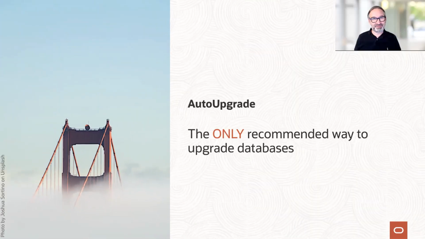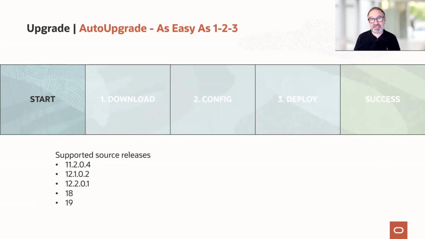Thank you, Roy. AutoUpgrade, the only recommended way to upgrade your databases. I emphasize, only recommended way to upgrade your databases. And it's easy. Let's go. 1, 2, 3. First of all, source releases. Your source can be 11.2.0.4, 12.1.0.2, 12.2.0.1, 18, or 19. And for the database itself, it typically doesn't matter on which patch level you are when you upgrade. There are very, very rare exceptions.